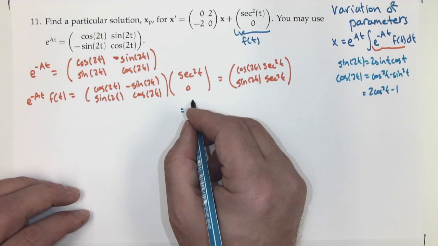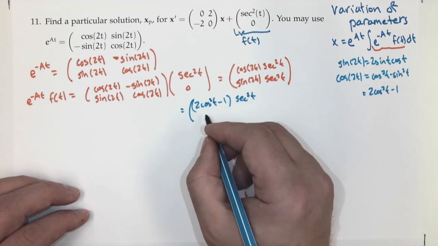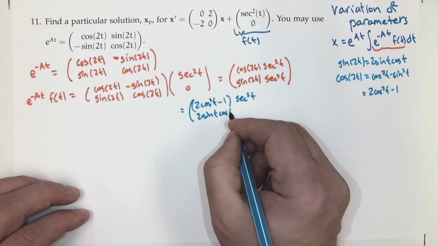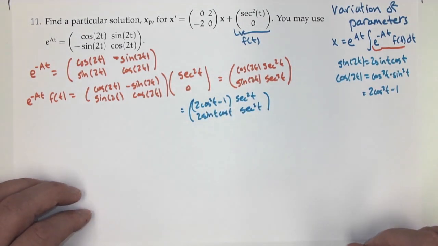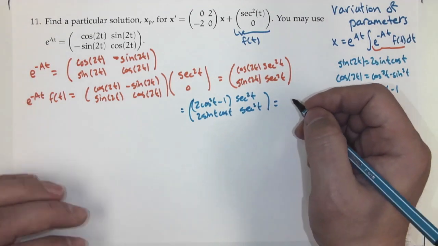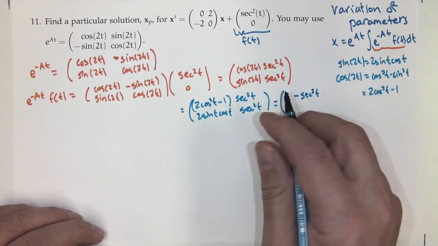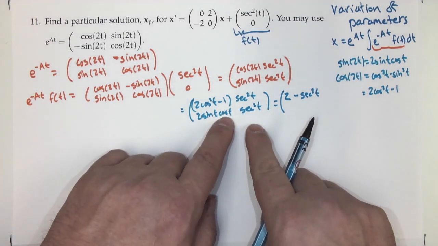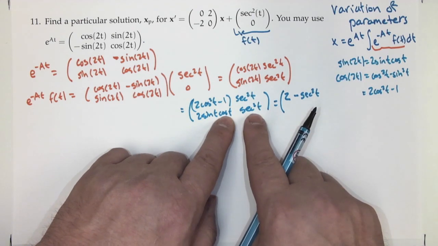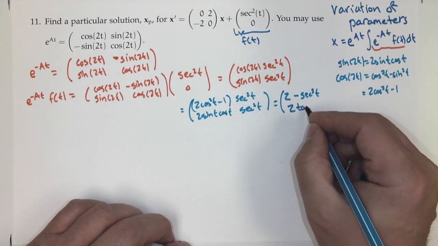So let's use these. So 2 cosine squared minus 1 times secant squared, 2 sine t cosine t times secant squared. Now, when we multiply, cosine squared times secant squared becomes 1. Nice. It's almost like we wanted something very simple. 2 minus secant squared. Okay. 2 sine t cosine t times secant t becomes? Tangent. Yeah, because one of the cosines, well, just that cosine, will cancel with one of the secants. You still have a sine left and a secant left. But secant's 1 over cosine. Sine over cosine is tangent.